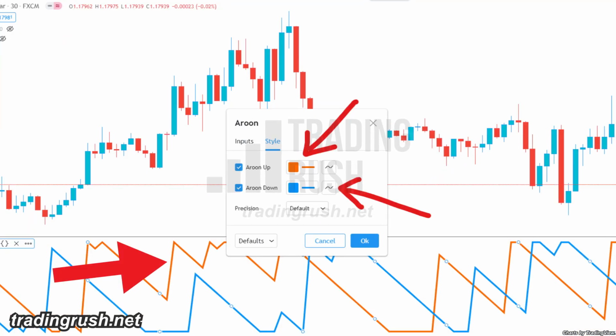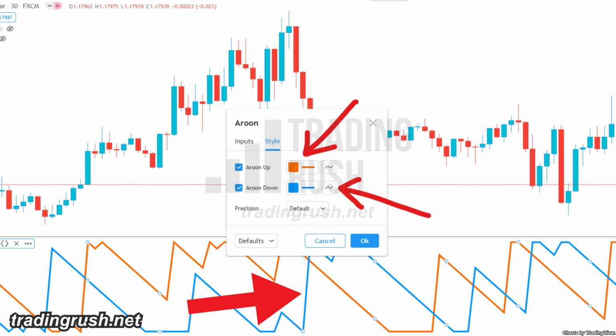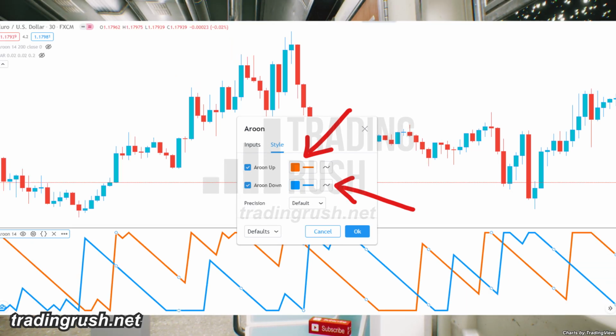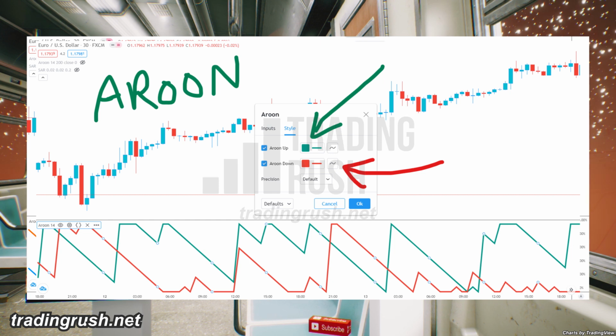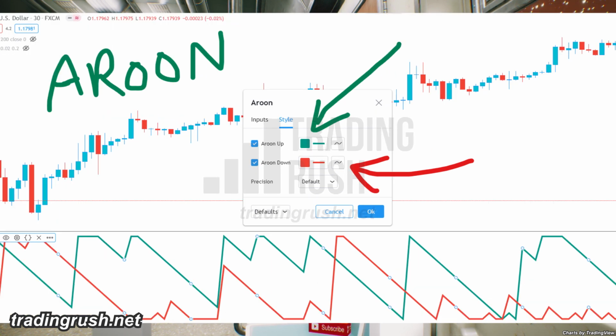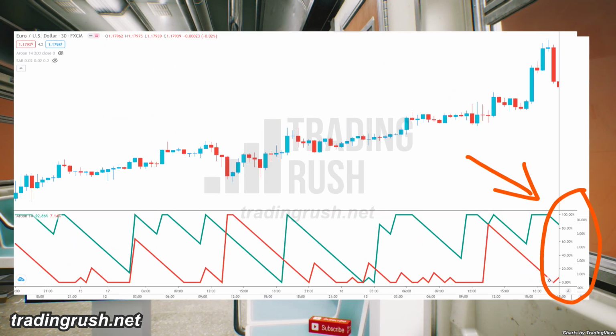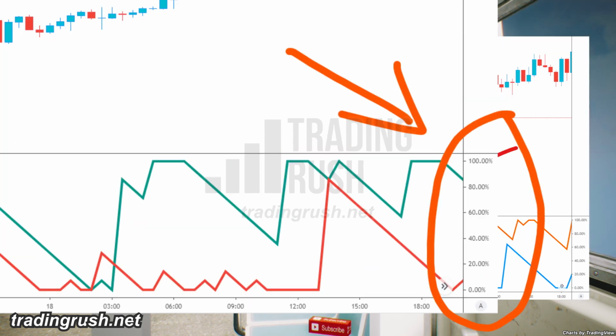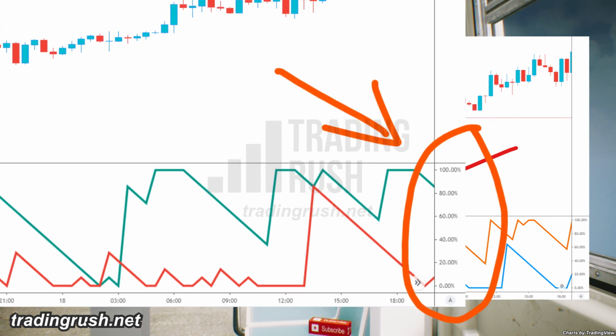One will be the Aroon up line. Another one will be the Aroon down line. Now on TradingView, these lines are orange and blue in color. So to keep things less confusing, I have changed them, and you should probably change them to green and red respectively. On the right hand side of this indicator, you will see some values ranging from 0 to 100%. These are the values that we are going to use to find the strength of a trend.